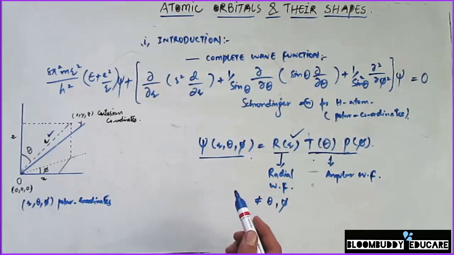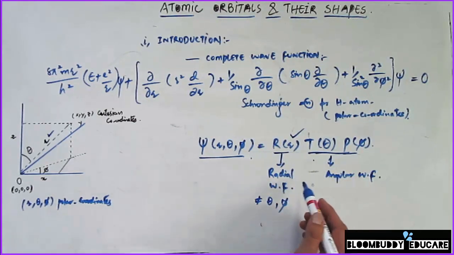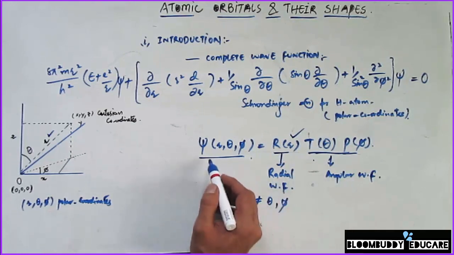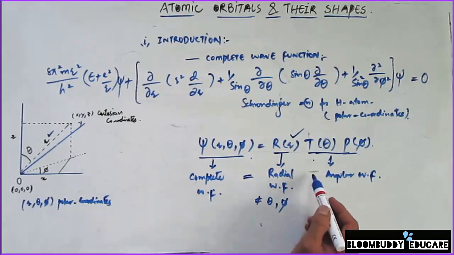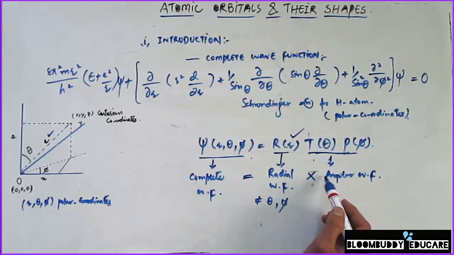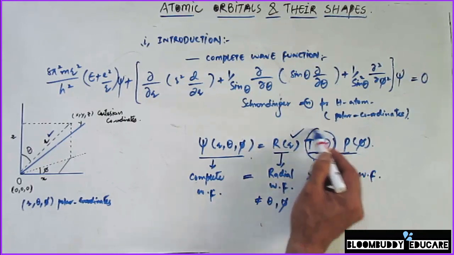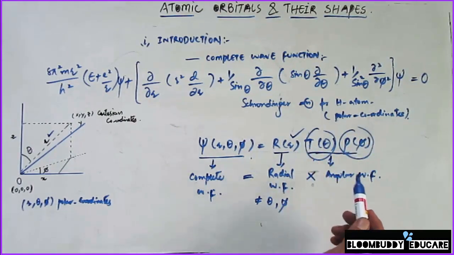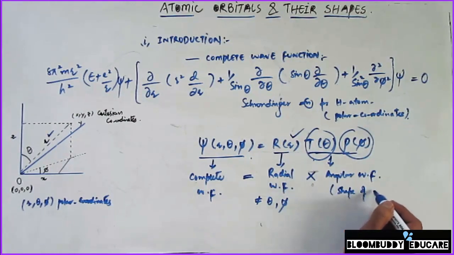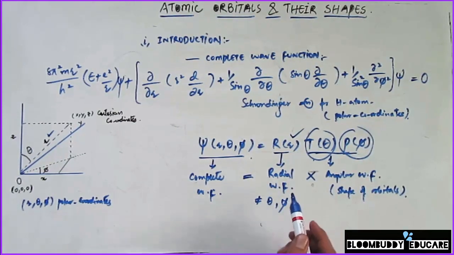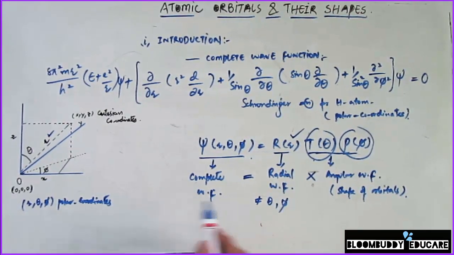In simpler terms, we can say the complete wave function or the total wave function is a product of the radial wave function and the angular wave function. So this is the complete wave function. The product of these two, that is Theta of theta and Phi of phi, gives the shape of the orbital. So the angular wave function actually gives the shape of orbitals, and the radial wave function gives the probability of finding an electron around the nucleus. The product of both of them is the complete wave function.